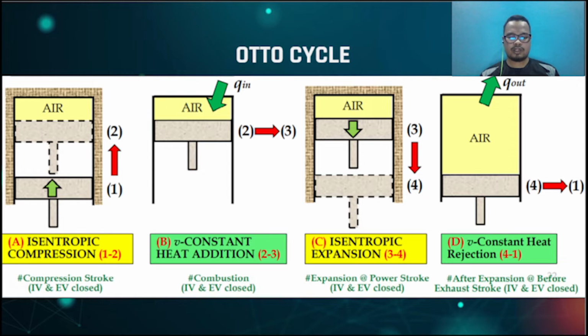Note here, there are no exhaust and intake processes in the Otto cycle as the engine operates in a closed cycle, so that the working fluid is restored to its initial state at the end of each cycle and the mass of air in the cycle remains fixed throughout the whole process.